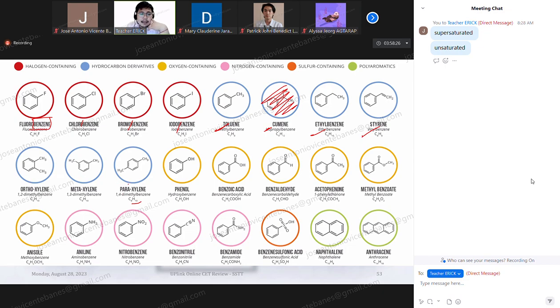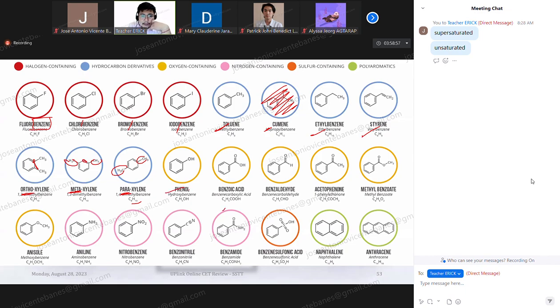Ortho, meta, and para, you just need to know where the location of your CH3 or your methyl group is. If both methyl groups are opposite, then that's considered para. If both methyl groups have one gap between each other, then that's meta. But if they're near each other, then that's ortho. Ortho dikit, meta magkahiwalay, one seat apart, para is opposite. Okay? Then phenol is added.